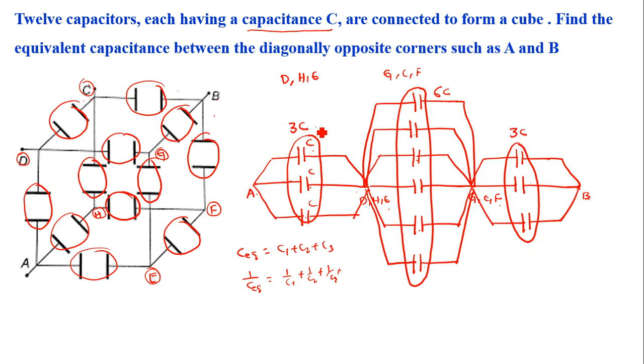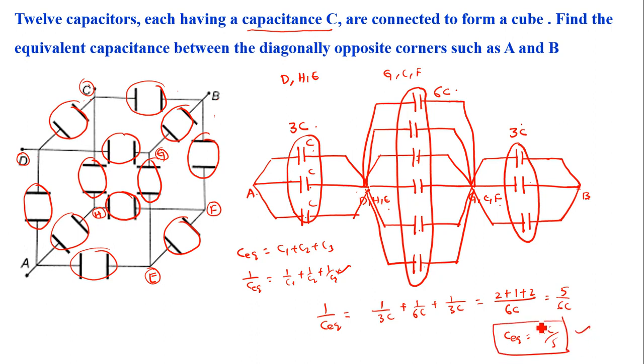Now these 3C, 6C and 3C are in series. Once they are in series, you have to use this formula. So 1 by C equivalent between A and B is 1 by 3C plus 1 by 6C plus 1 by 3C. If I take the LCM, it will be 6C. Here, 2 plus 1 plus 2, that is 5 by 6C. So C equivalent is equal to 6C by 5. So this is the answer. Thank you.